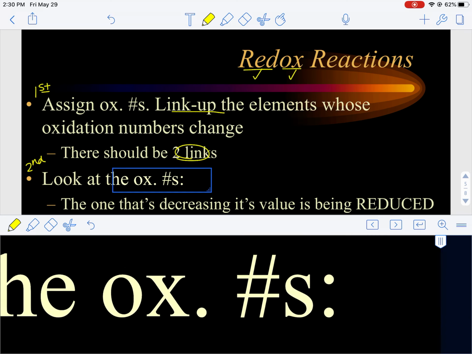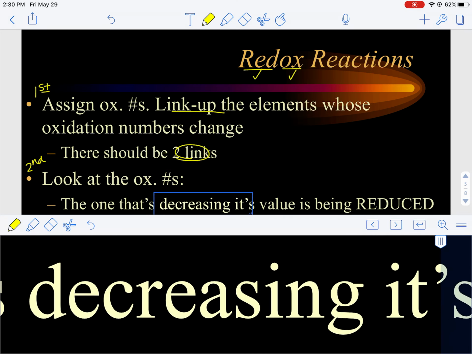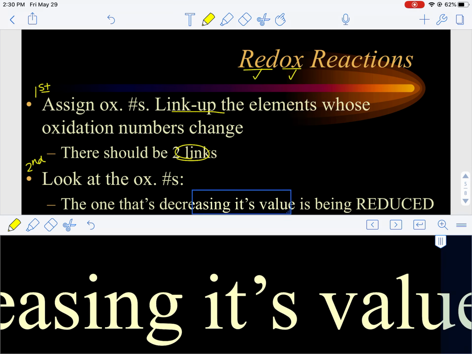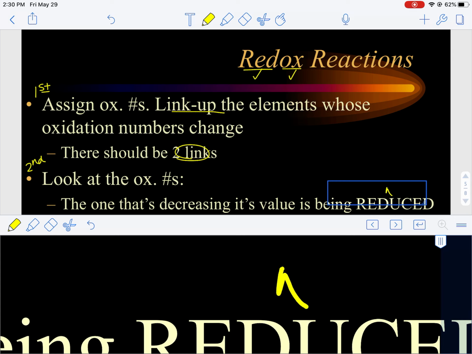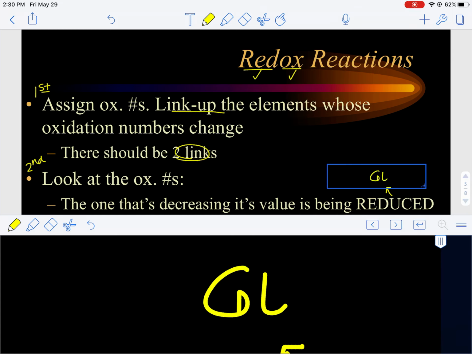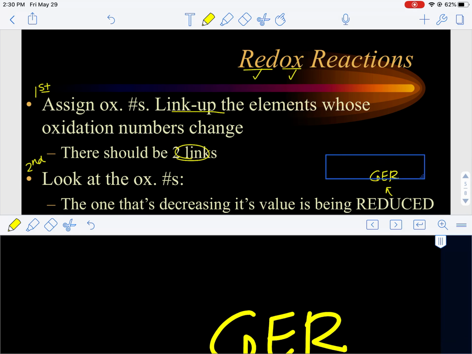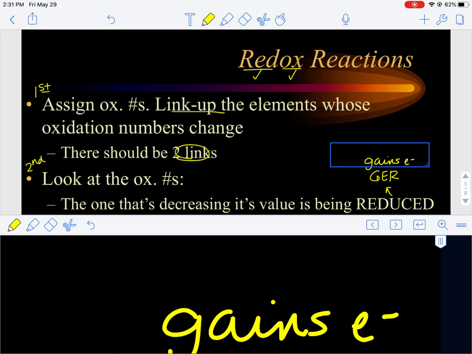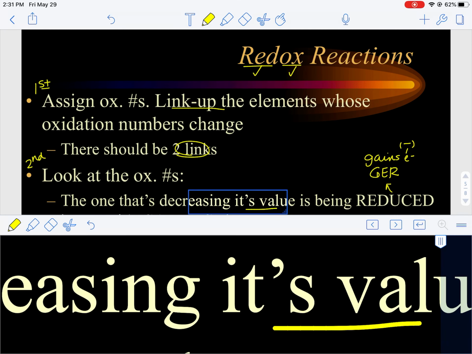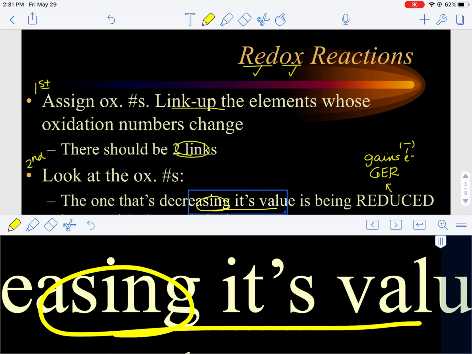All right, once you've got your link, now look at the oxidation numbers. The one that's decreasing its value is being reduced. Right? We said reduced, GER. GER means it's gaining electrons. Electrons are negative. So if I'm getting more of a negative charge, my value will decrease.